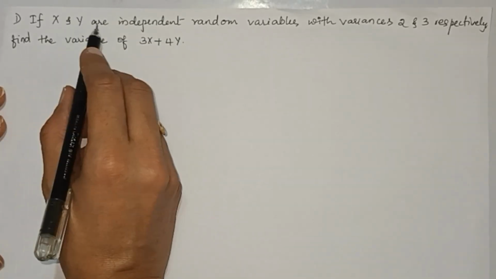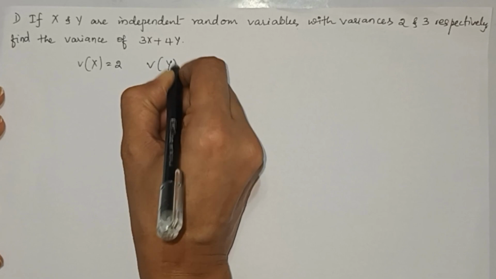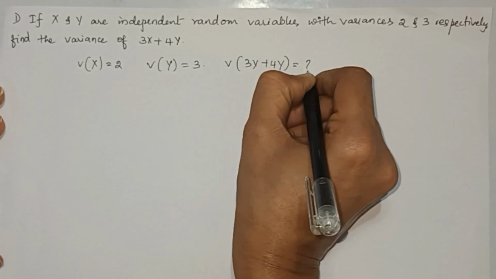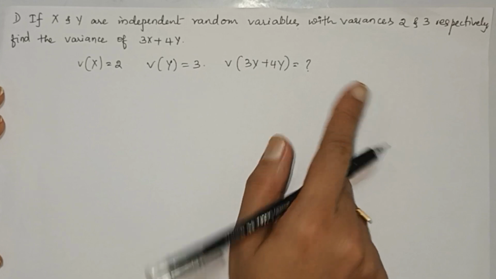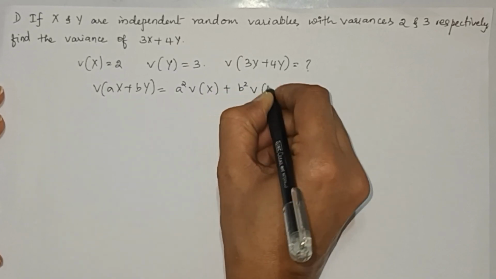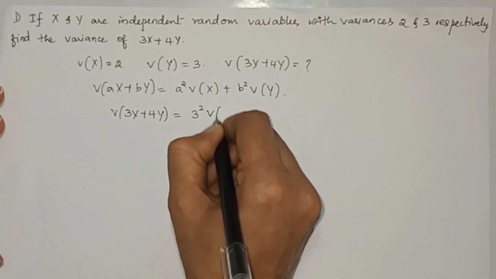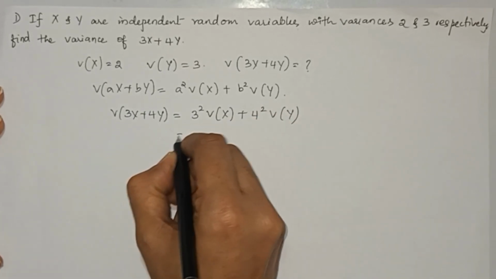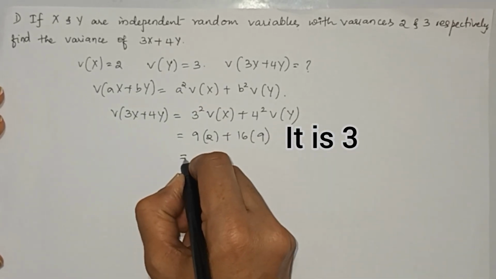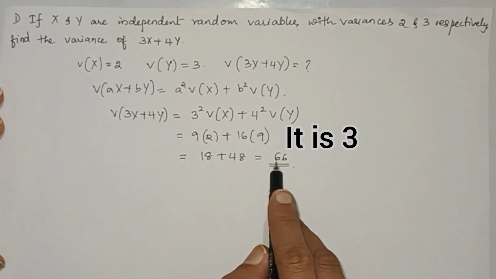Now see one problem. If x and y are independent random variables with variances 2 and 3, so variance of x is equal to 2, variance of y equal to 3, find the value of variance of 3x plus 4y. We have to make use of the fourth property which I have explained. So V of ax plus by equals a square into V of x plus b square into V of y. So V of 3x plus 4y is equal to 3 square into V of x plus 4 square into V of y, that is 9 into V of x which is 2, plus 16 into V of y which is 3. So this is equal to 18 plus 48, that is equal to 66. Therefore, V of 3x plus 4y is equal to 66.